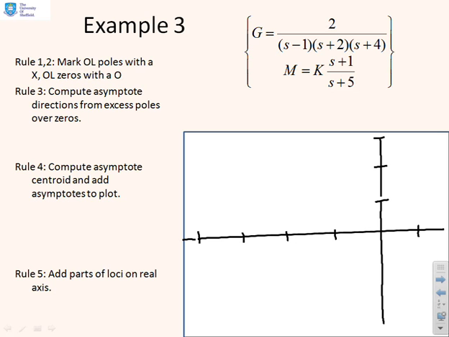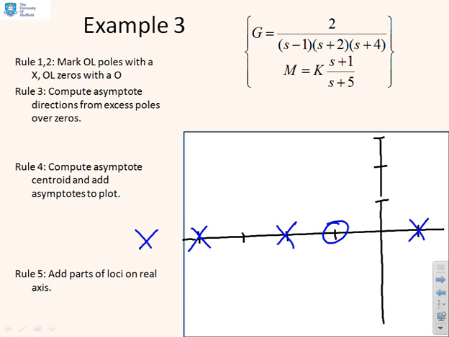And now let's mark the poles and zeros. So I've got a pole at plus 1. There it is. A pole at minus 2, a pole at minus 4, I was a bit careless there, and a pole at minus 5. There we go. I've got a 0 at minus 1.